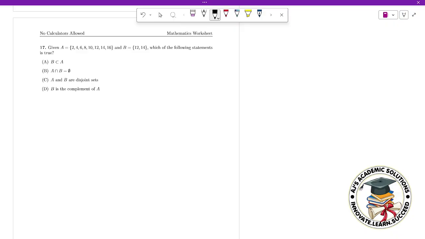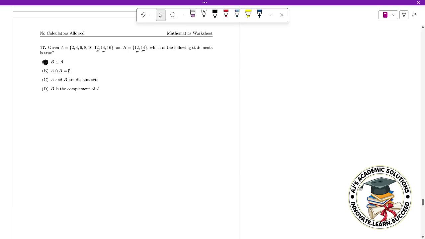Looking at our question, we notice 12 is in A and B, and 14 is in both A and B, which means that B is a proper subset of A.